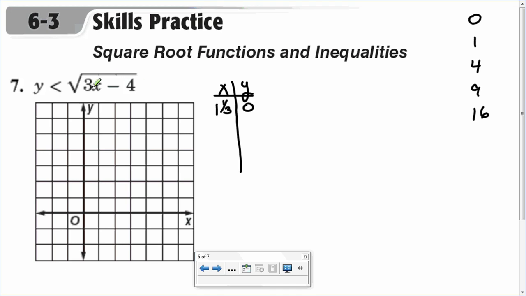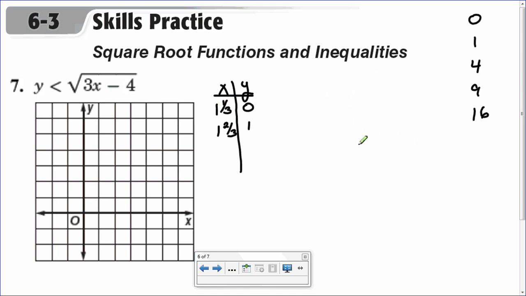Okay, let's take a look at the next one. If this is 1, the square root of 1 is 1, so this would be 1. Now let's set 3x minus 4 equal to 1 and solve that. Add 4 to both sides and divide both sides by 3. X is 5/3. 5/3 is 1 2/3. Not a whole lot of help there on that one. The reason is these are so close together.